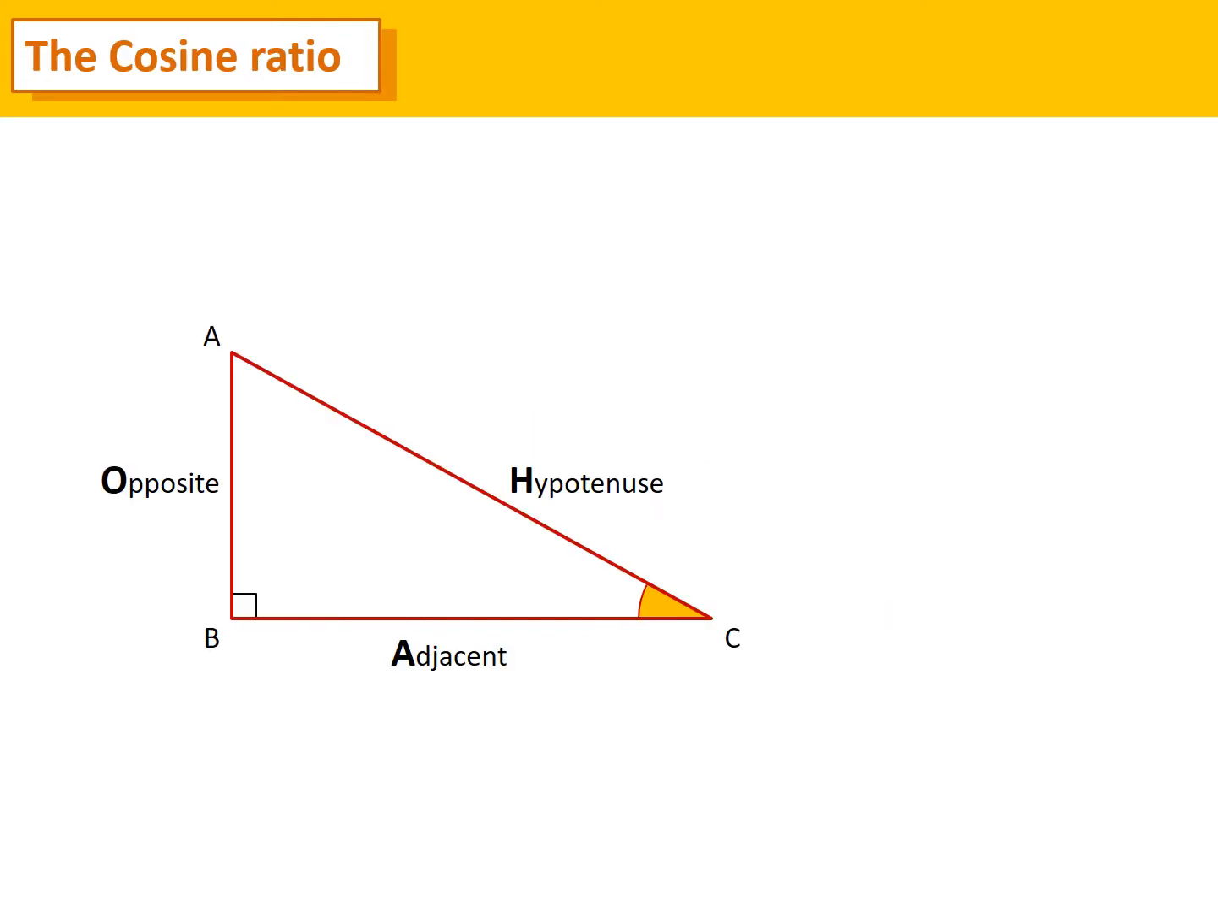The reason it's so important to label our sides accurately is because cosine is a ratio of the adjacent to the hypotenuse. So for a given angle, the cosine of that angle will give you the ratio of the adjacent side to the hypotenuse.